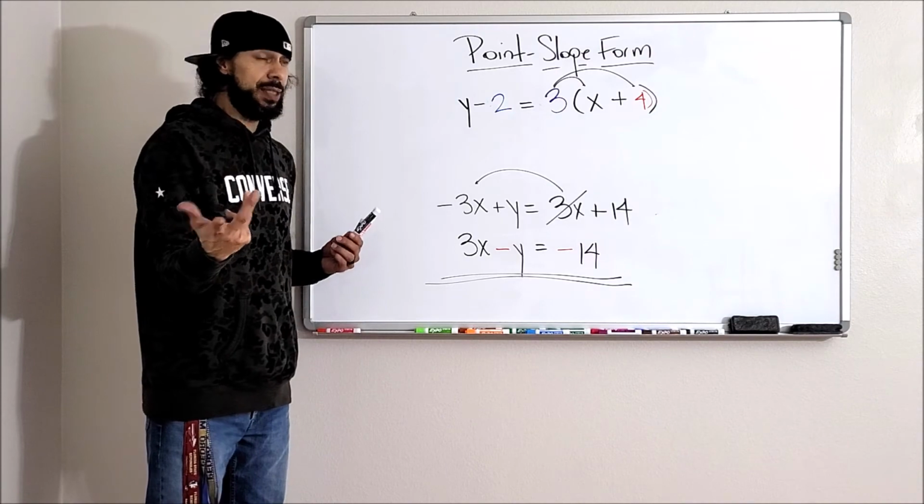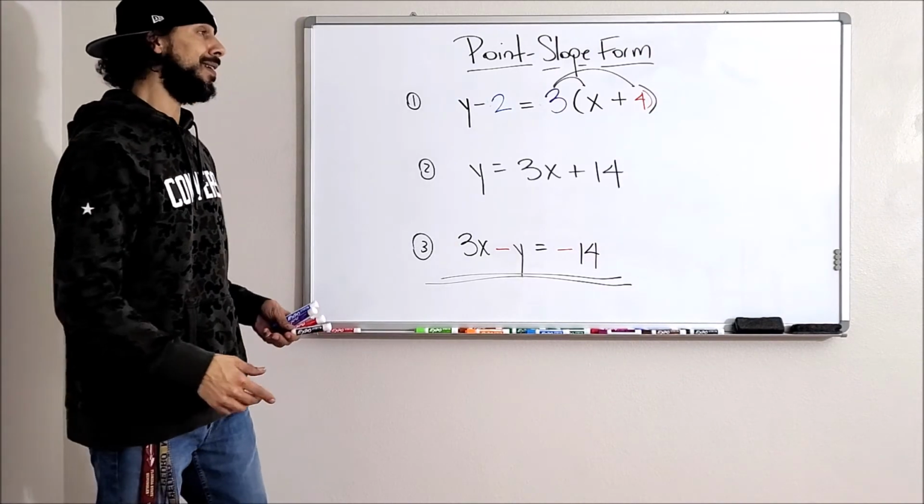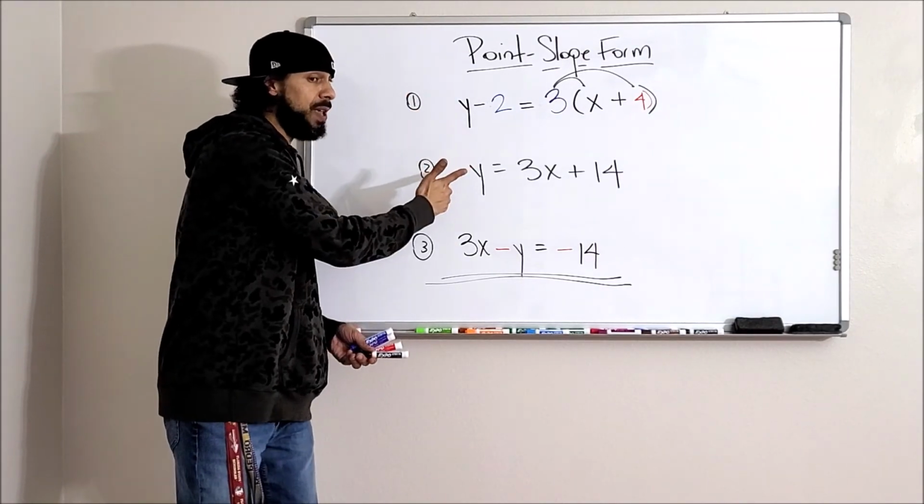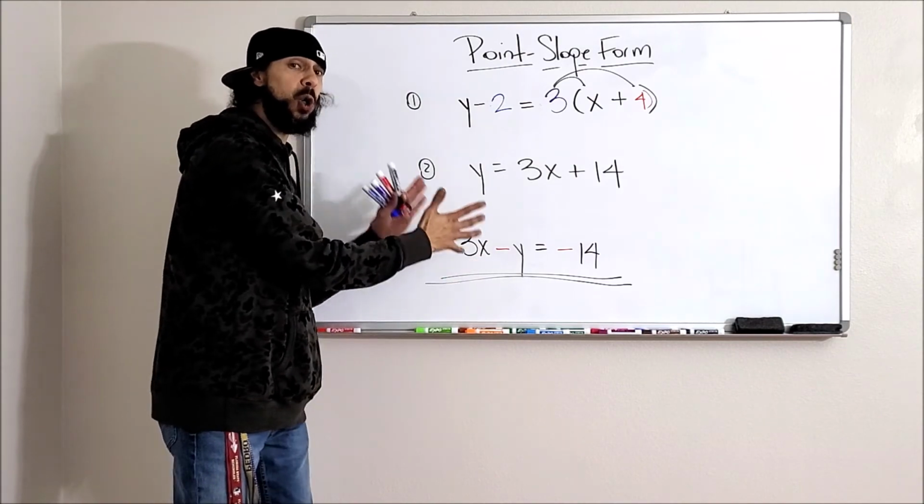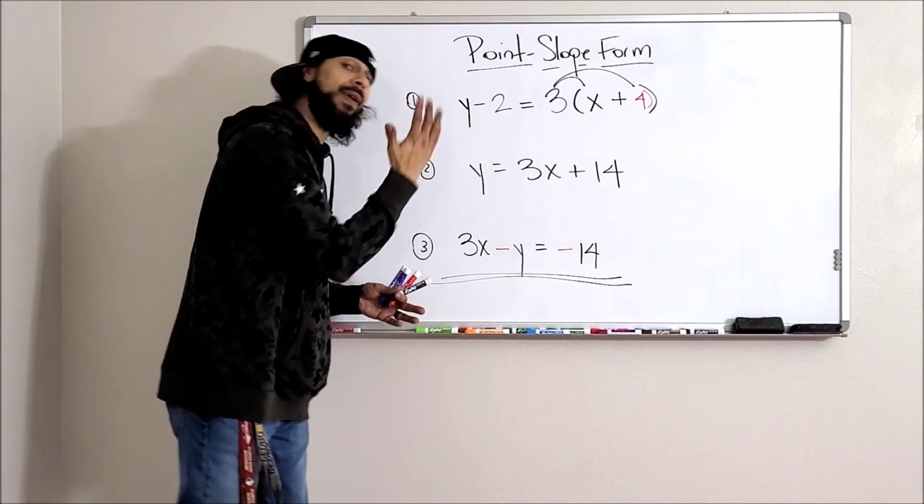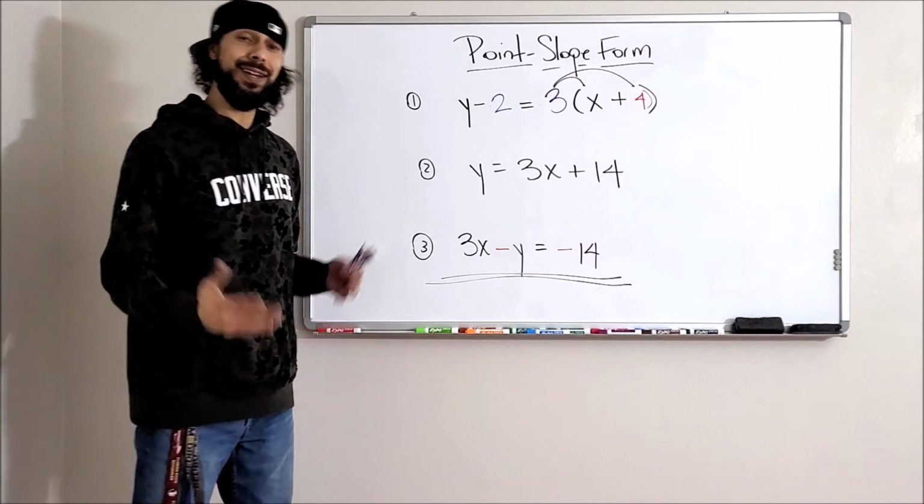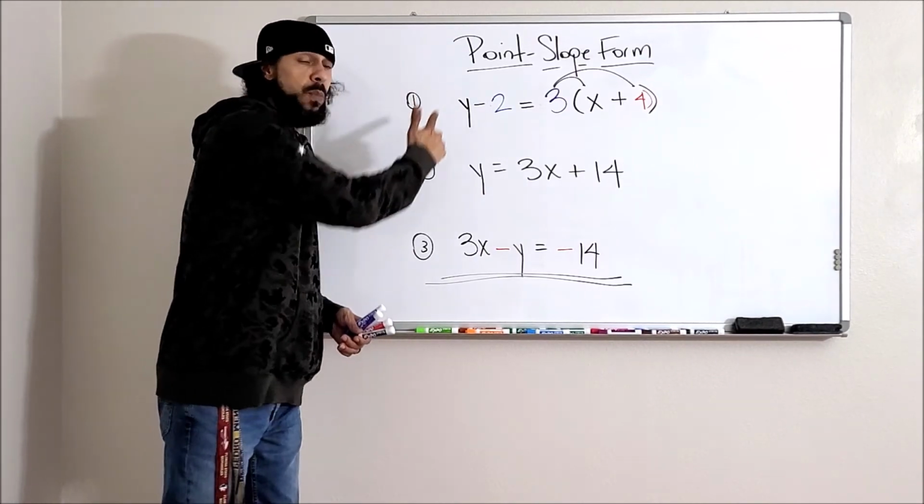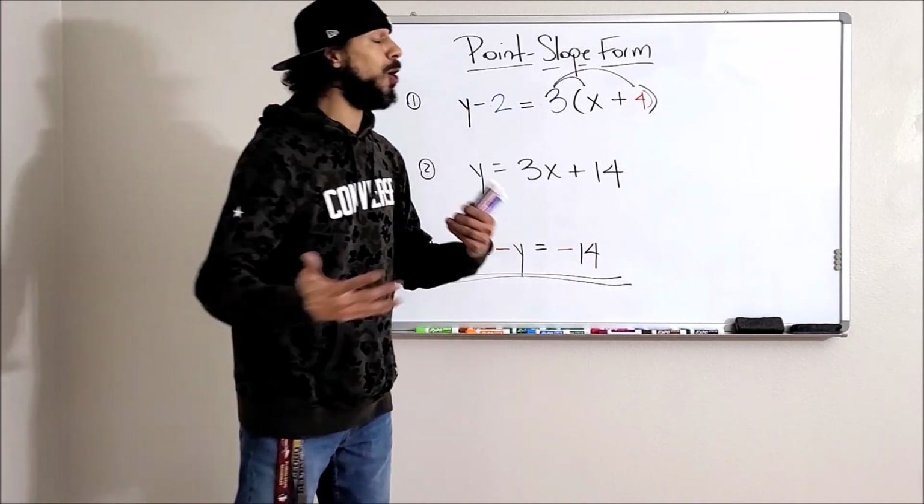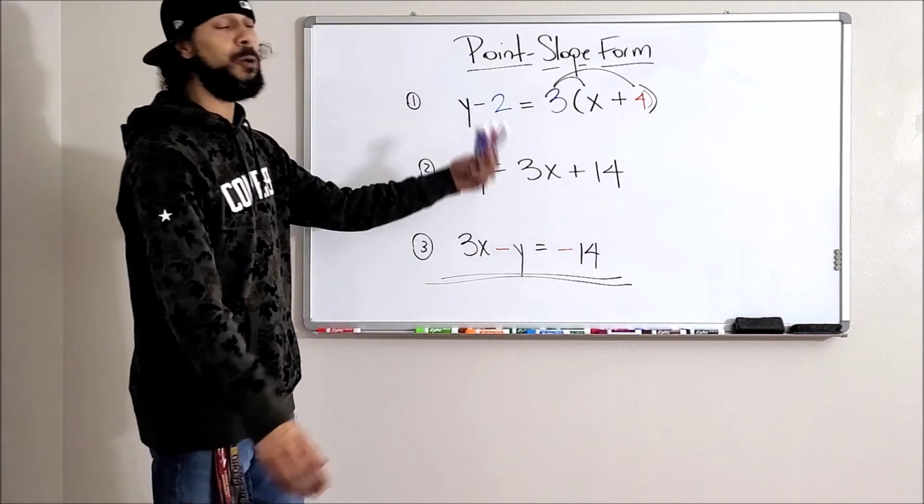So what you're saying is, yes, exactly what I'm saying. Point-slope, slope-intercept, and standard form are all the equations of the same line. They just look different. And it all starts at point-slope. Man, I hope this helps.